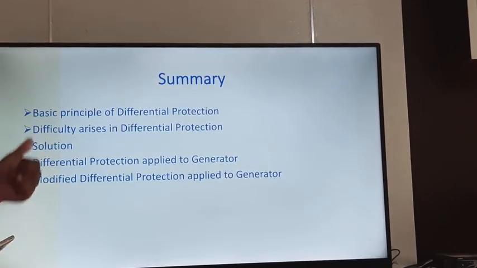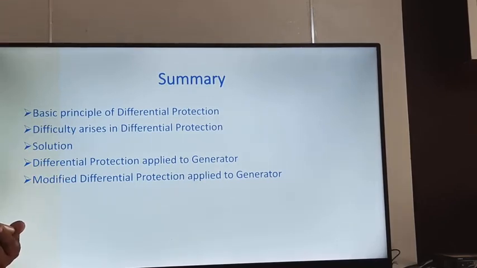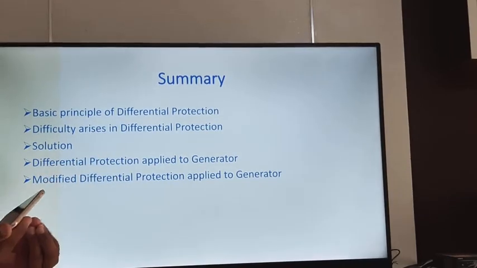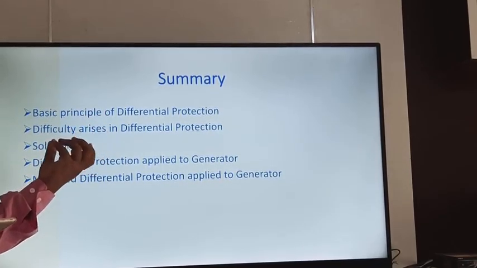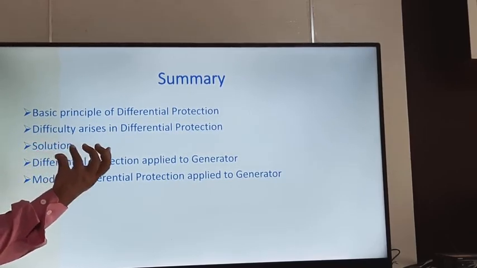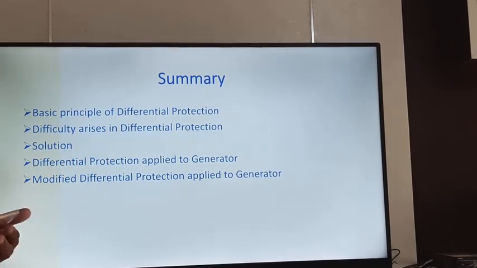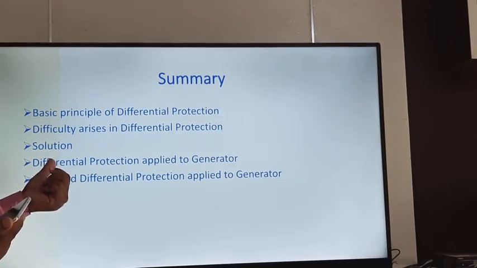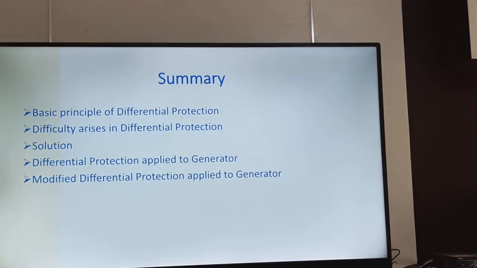So today we discussed the basic principle of differential protection. What is differential protection? It responds to any two electrical quantities. Difficulties that arise in differential protection are the length of the pilot wire, finding the midpoint of the pilot wire, and the saturation of the CTs. The solution for finding the midpoint is to use the balancing resistor. For harmonic reduction, we have to use the harmonic eliminator. Also, we use the biased differential protection. Then we covered the differential protection applied to the generator and the modified differential protection applied to the generator.